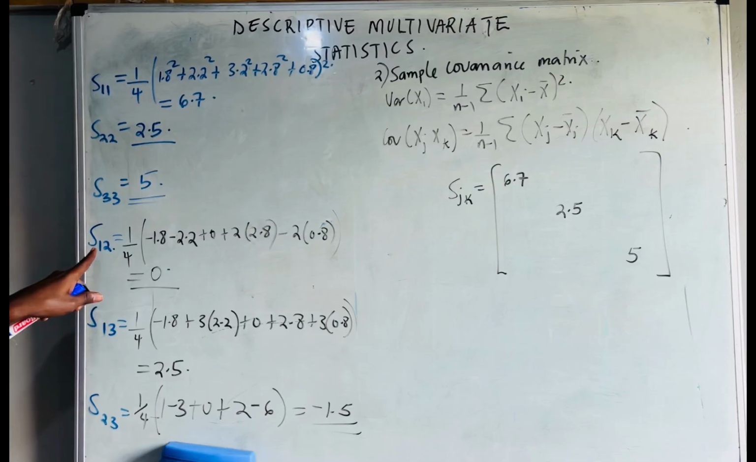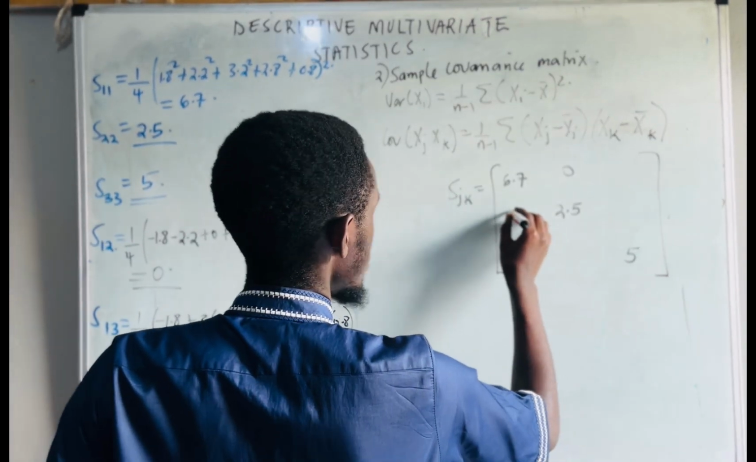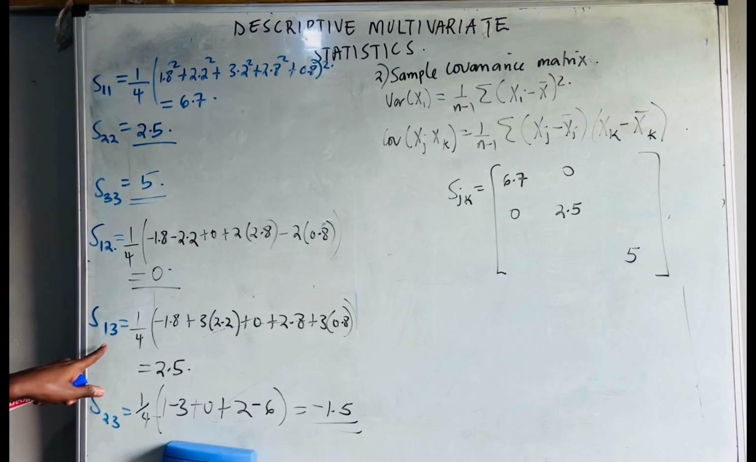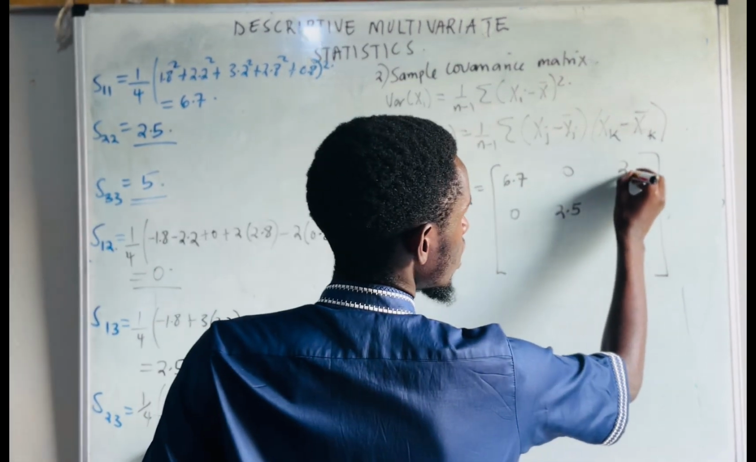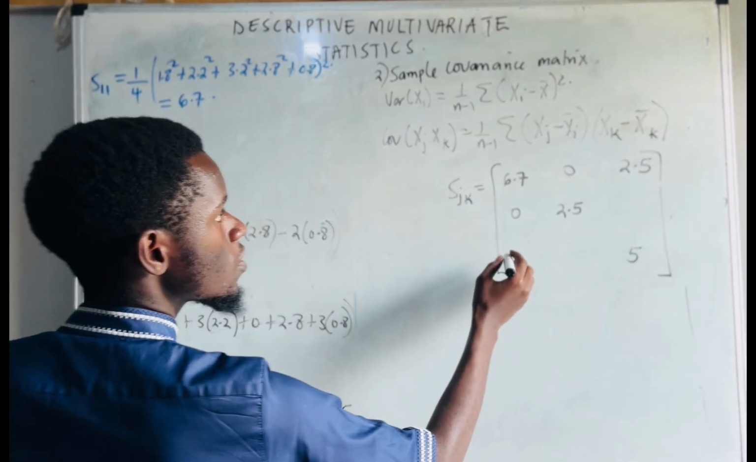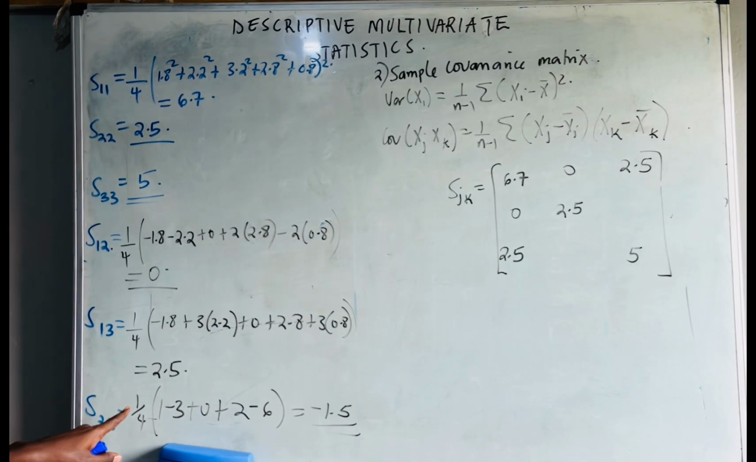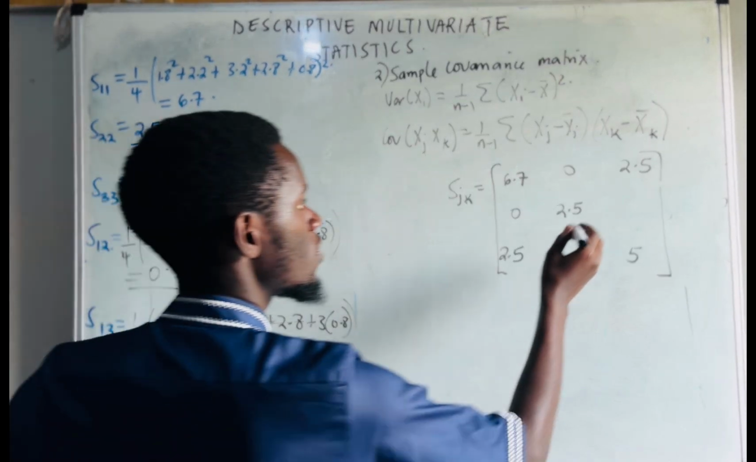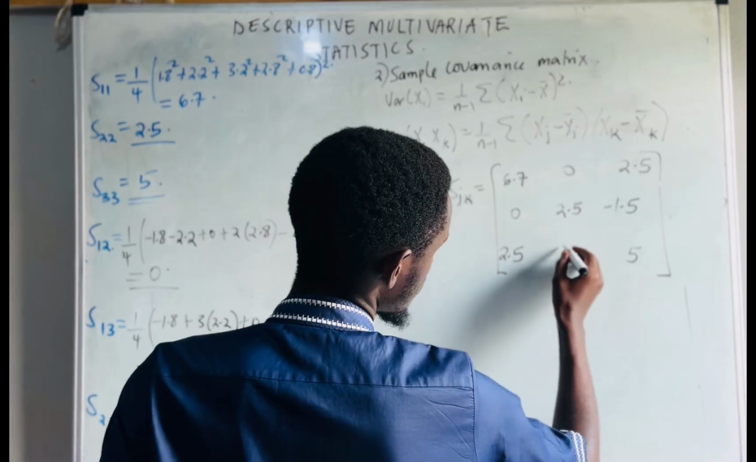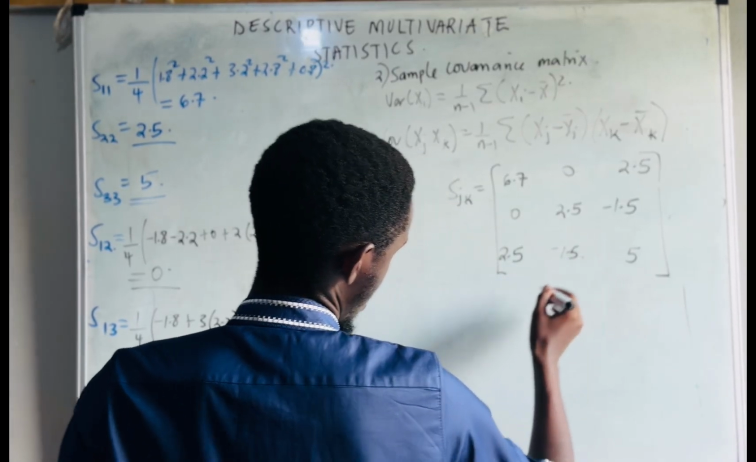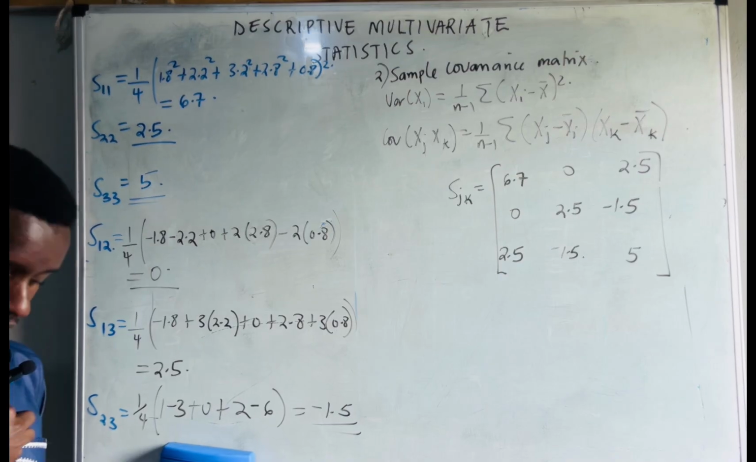Now, S12, the same as S21, is going to be 0. I have a 0 here and a 0 here. Then S13 is going to be 2.5. I have a 2.5 here; S13 is the same as S31, 2.5. And then lastly, S23 is going to be negative 1.5, and S23 is the same as S32, negative 1.5. And I'm done with my sample covariance matrix like that.